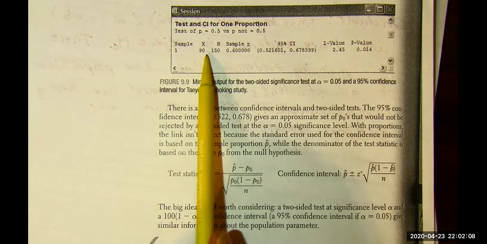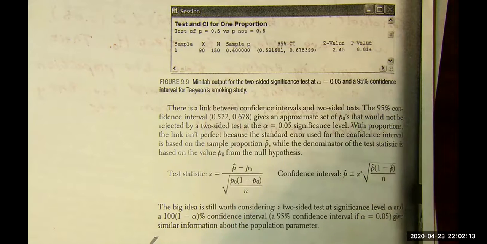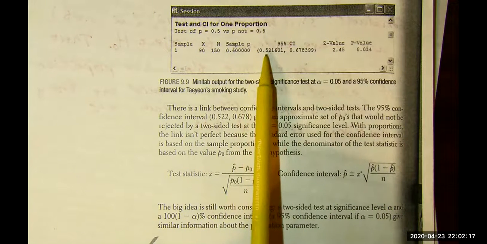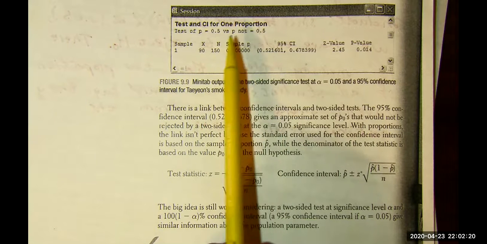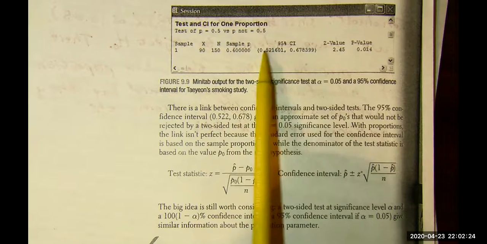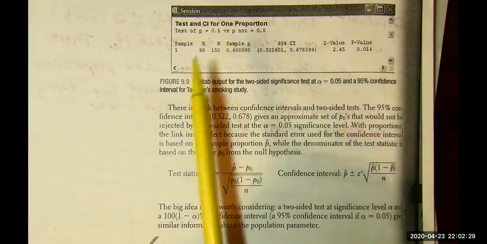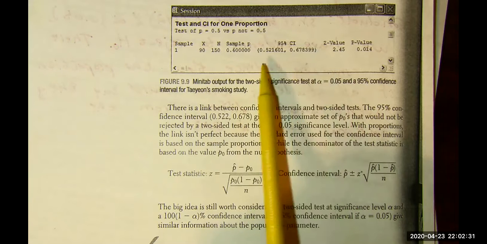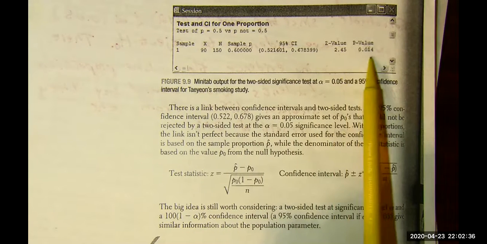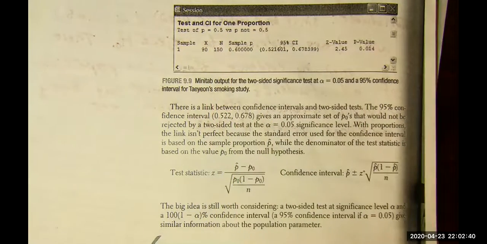Sample 1, because you could have multiple samples, n is 150. That's your sample proportion. That's your 90 divided by 150. Your confidence interval, the good thing is you just type in the numbers like your stat edit, and then you run the tests and it just works all this out, but you have to know that it makes sense. Your Z critical value, and then it calculates the P value. Test if P equals 0.5 versus P not equal to 0.5.